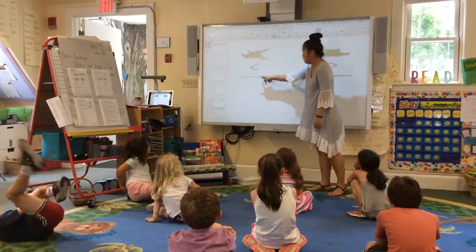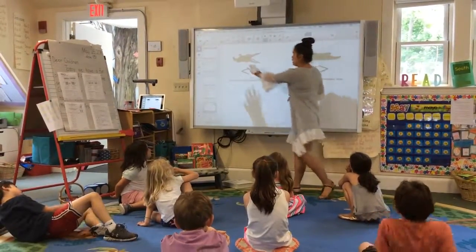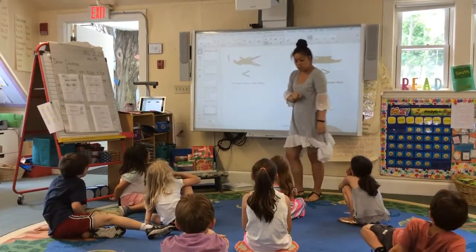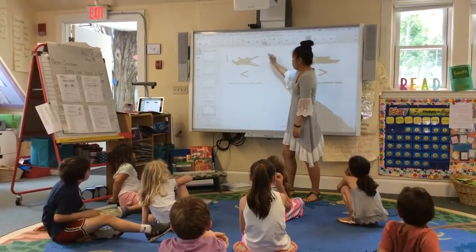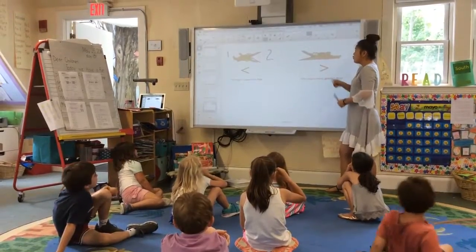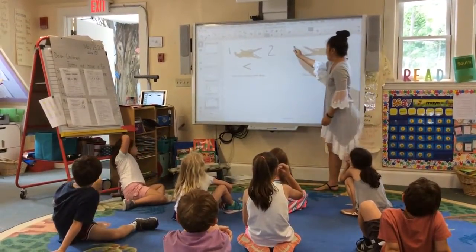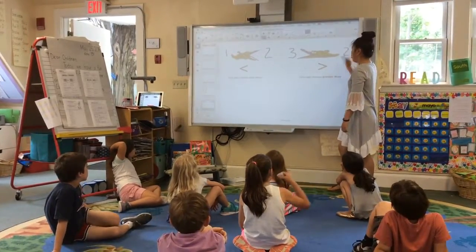So this sign means less than, because just like when we're reading a book, we read left to right. So if there's a number here, say 1, I would say 1 is less than 2. But this sign means greater than, because when we read left to right, I might say 3 is greater than 2. Okay?